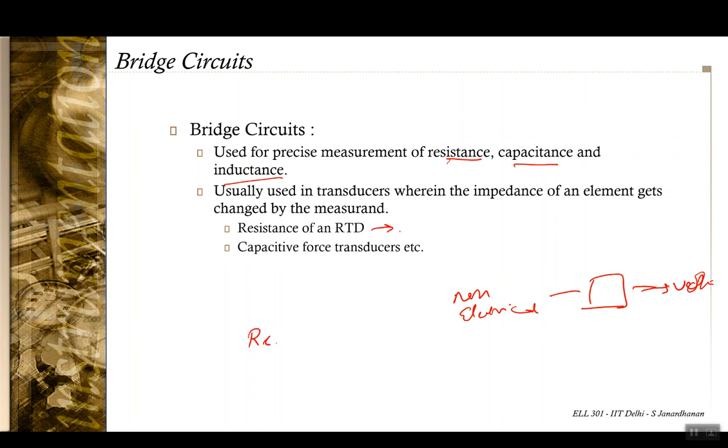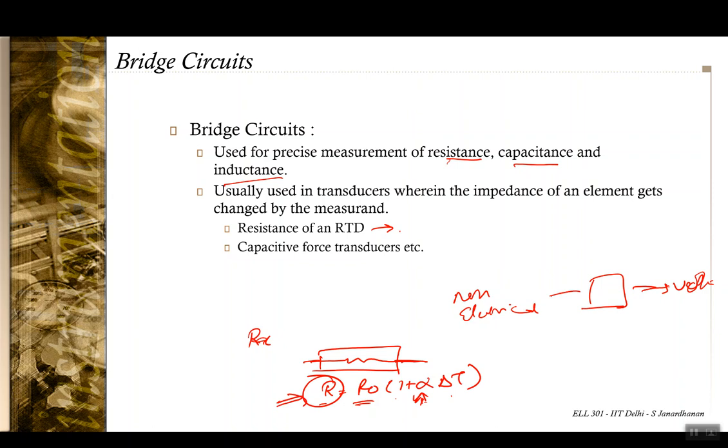An example is the application in an RTD. An RTD, or a resistance temperature detector, is basically a resistor whose resistance varies linearly with temperature. Something like the resistance R is R0 into 1 plus alpha times the change in temperature. And this alpha is a very small quantity, so the variation is very small. So to capture the variation in the temperature, we should be able to measure the resistance of the RTD very precisely, and the bridge circuits can be utilized for this purpose.